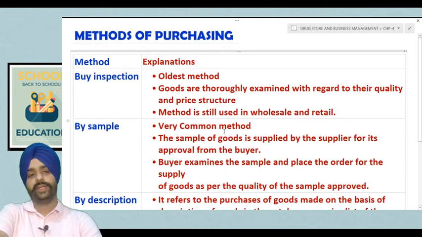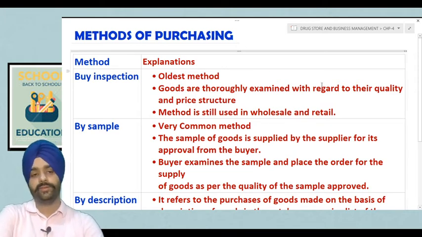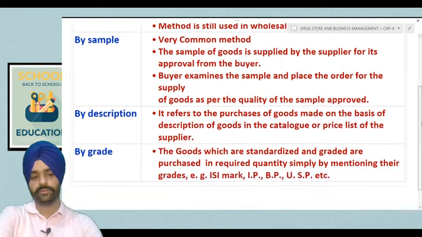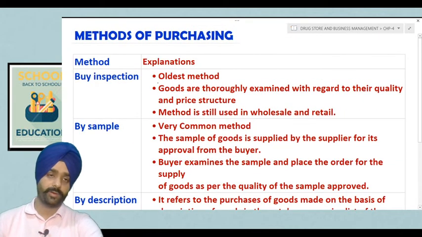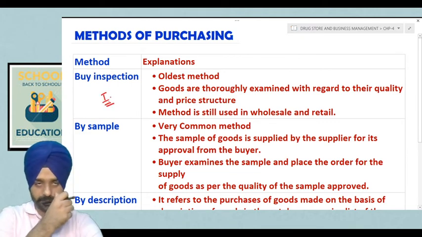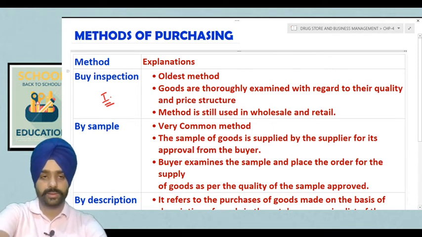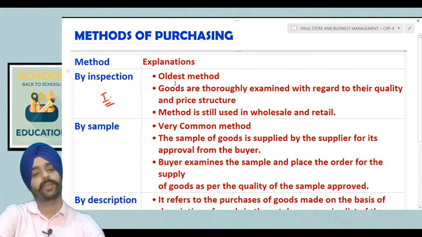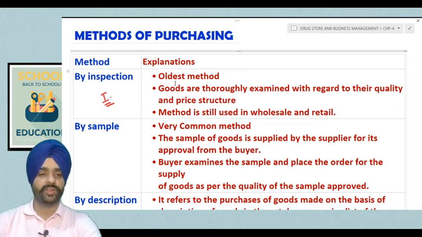So, what are the various methods of purchasing? Now, how do the methods of purchasing work? There are basically 4 methods of purchasing. We will discuss them one by one. Number 1, by inspection. So, we can inspect the goods physically, so that there should not be any kind of discrepancy, we can say.